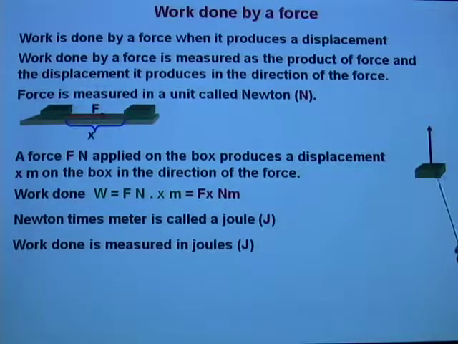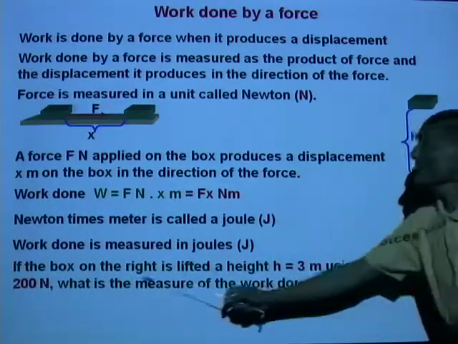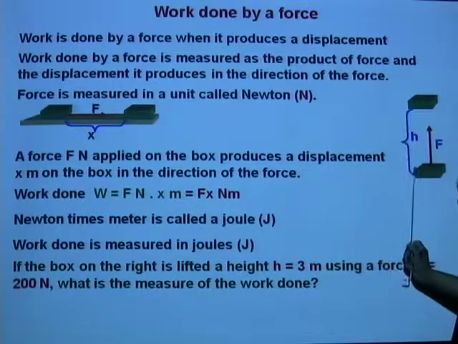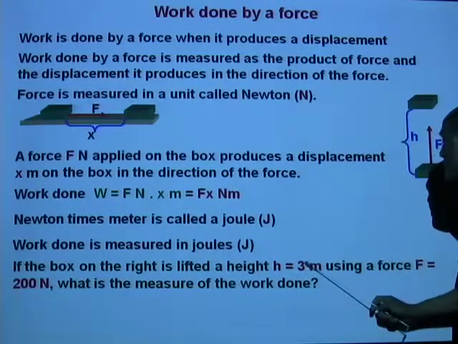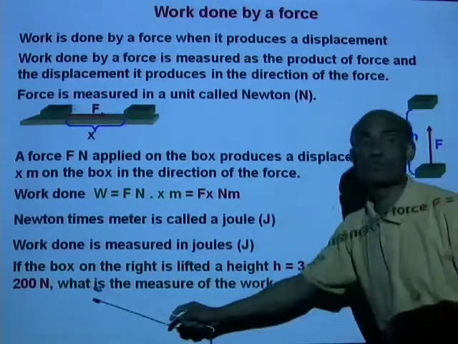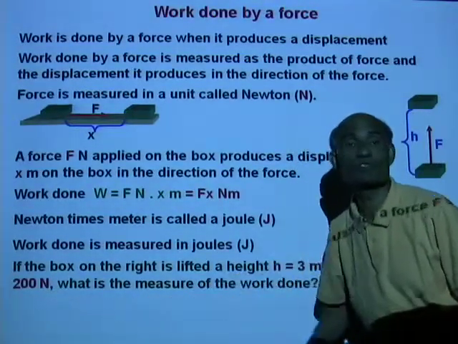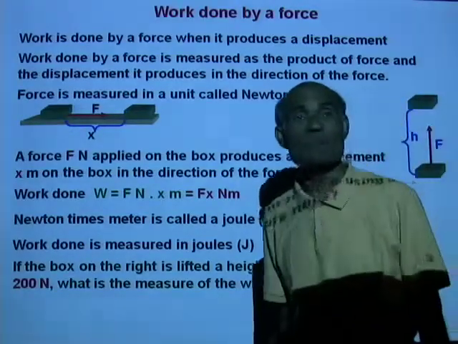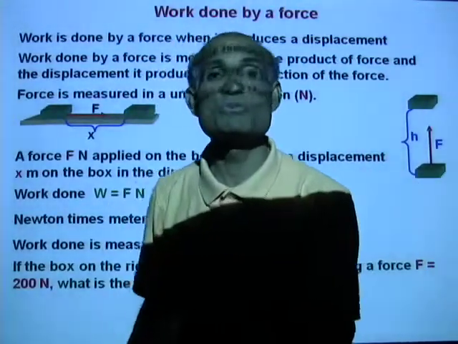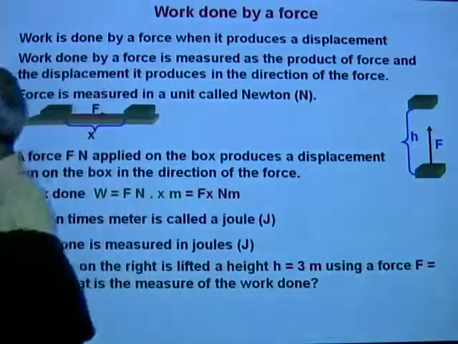Now, if I want to lift an object upward by applying a force F, and I lift it through a height h. So if the box on the right shown here is lifted through a height h equal to 3 meters using a force of 200 Newton, what is the measure of the work done? Can you tell me what is the work I need to do to lift that box?